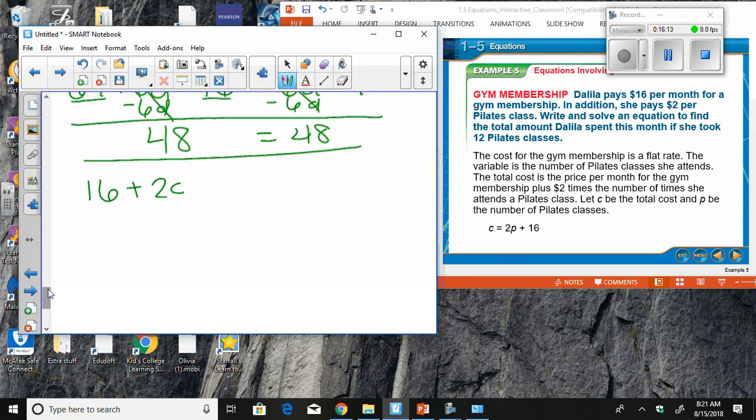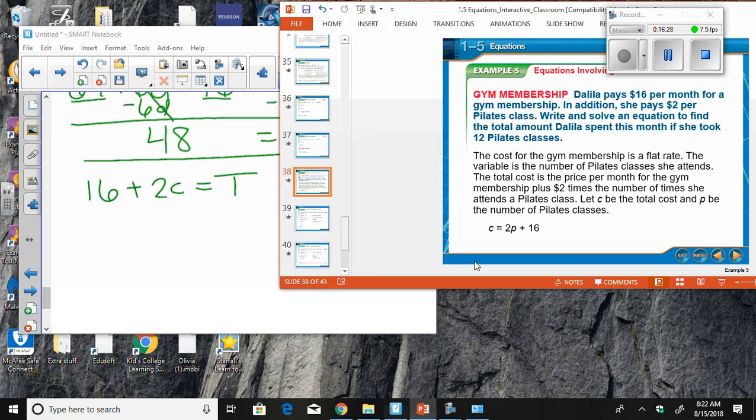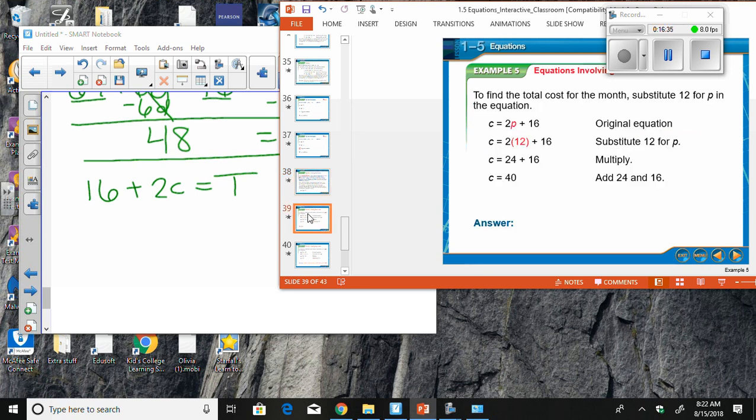So we have 16 plus 2c is equal to our total. Yes, they use c as cost. I'm just using it as class here. The cost of the gym membership is a flat rate. The variable is the number of Pilates classes she attends. The total cost is the price per month for the gym membership plus $2 times the number of times she attends Pilates classes. Let C be the total cost and P be the number of Pilates classes.